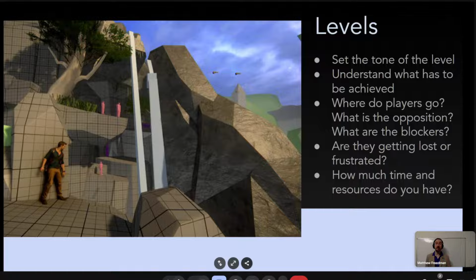And then also designing for how much time and resources that you have. Instead of saying, I want my level to be this, those are the resources I need. Understand the box you're working within. Get a level that works within those limitations.